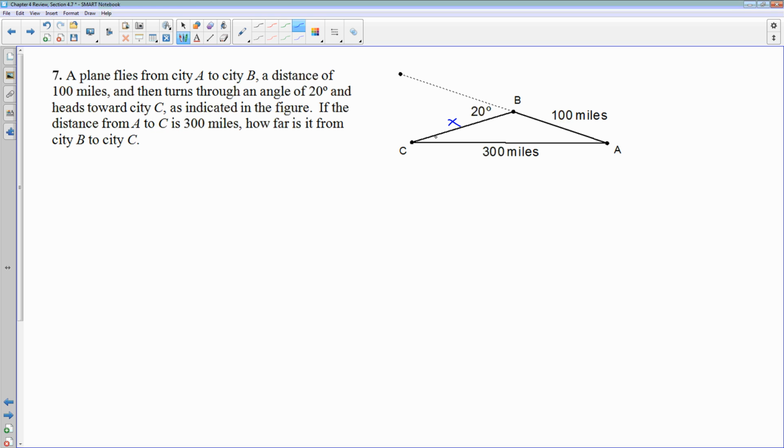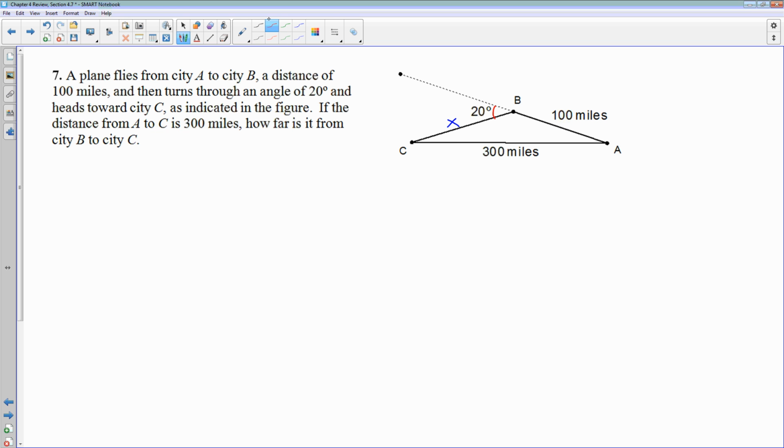The problem is I don't have the information needed right now to be able to solve for that. So we're going to have to play around a little bit. And one thing we're going to have to do is we need an angle inside the triangle. The 20 degrees that I gave you is actually right here.